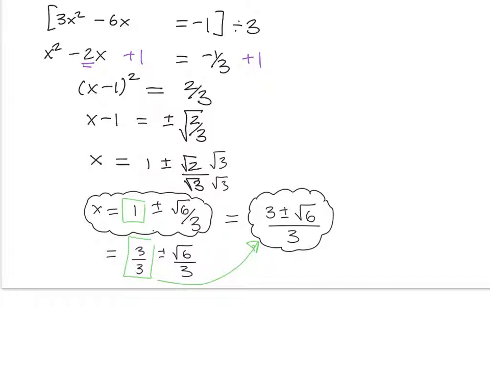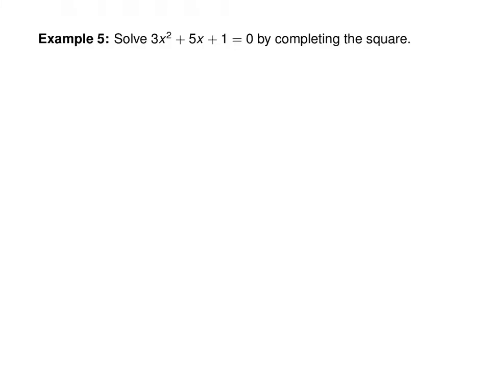Okay, awesome. So now I purposely did one that's a little bit harder because we're going to do one that has only letters in it after this, which is going to be super fun. So solve this one by completing the square. What do you want to do first? Divide by 3.